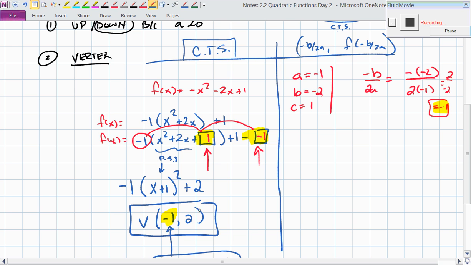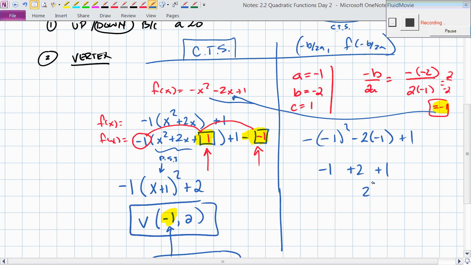All right, now how do I get the 2 out then? What do I do? Very good. I take the negative 1 and I substitute it back in for x. So I'm going to have this. Negative 1 squared, the opposite of that, minus 2 times the negative 1 plus 1. Well, this looks like negative 1 plus 2 plus 1. Well, that's just 3 minus 1. That's 2. Check that out. That is consistent with what we found there. So either way, you get the vertex.